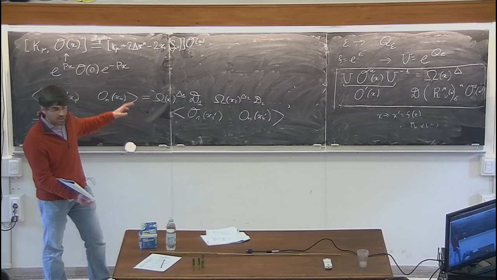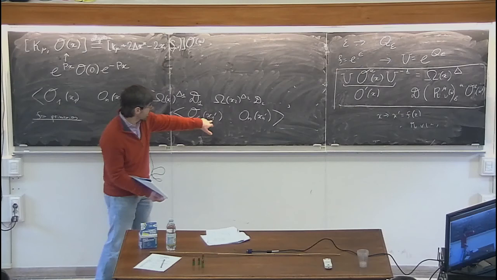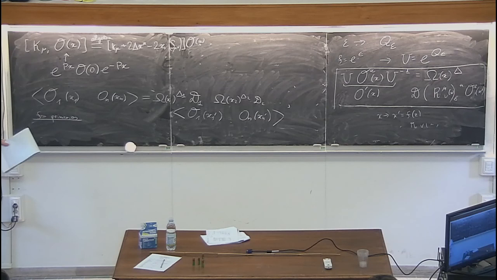So these are the same correlation functions but at two different points. You see here I have x1 prime, xn prime, and here I have x1, xn. So conformal transformation tells you that you can move points around and the correlation function doesn't change, provided that you rescale by these omega factors, right?